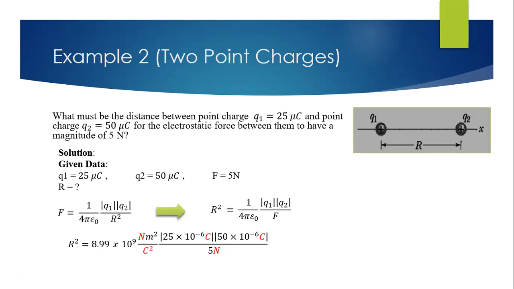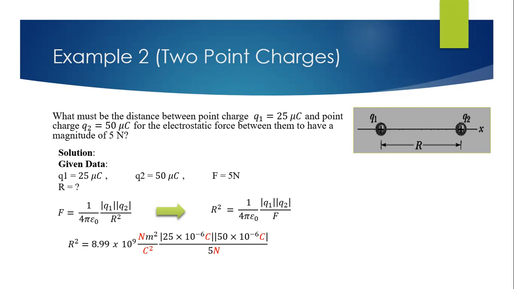Okay, this is our second example. Again, we have 2 point charges that are separated by distance capital R. And let's see what the statement asks. What must be the distance between point charge Q1 that has the magnitude of 25 microcoulomb and point charge Q2, which has the magnitude of 50 microcoulomb, for the electrostatic force between them to have a magnitude of 5 Newton. So in this case, we are given the magnitudes of charges Q1 and Q2 and the magnitude of force, and we have to find the distance.